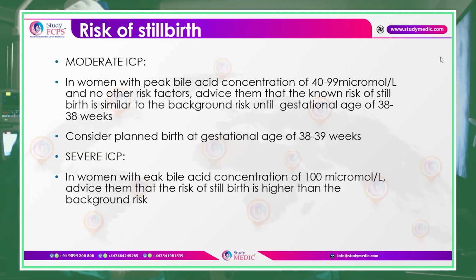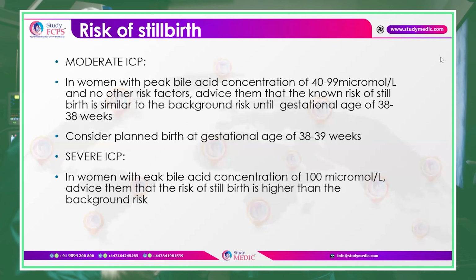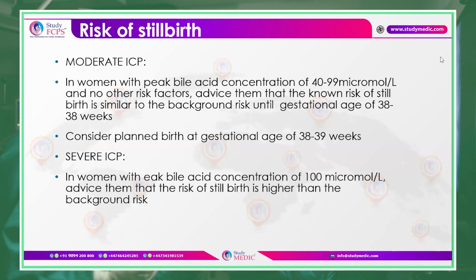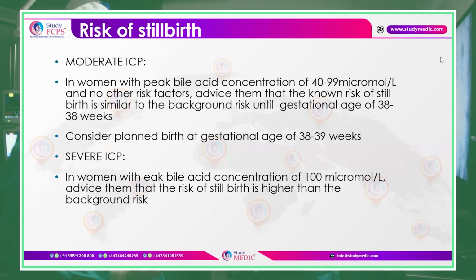Moderate intrahepatic cholecystitis of pregnancy, in women with the peak bile acid concentration of 40 to 99 micromole per liter and no other risk factors, we have to advise them that the known risk of stillbirth is similar to the background risk until the gestational age of 38 to 39 weeks. We consider planned birth at the gestational age of 38 to 39 weeks in such patients.